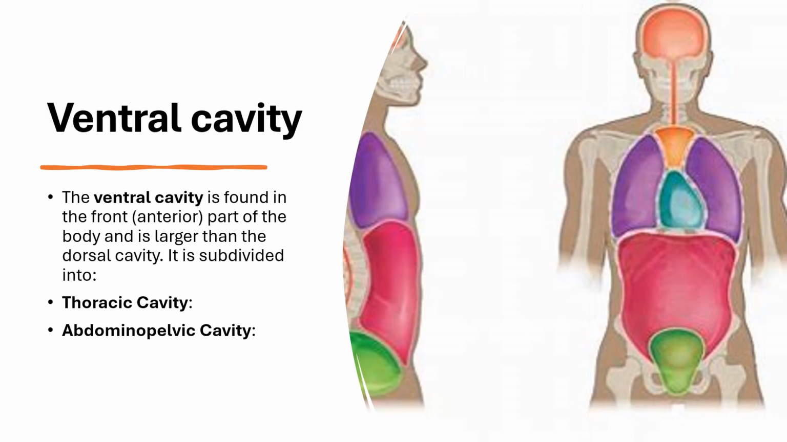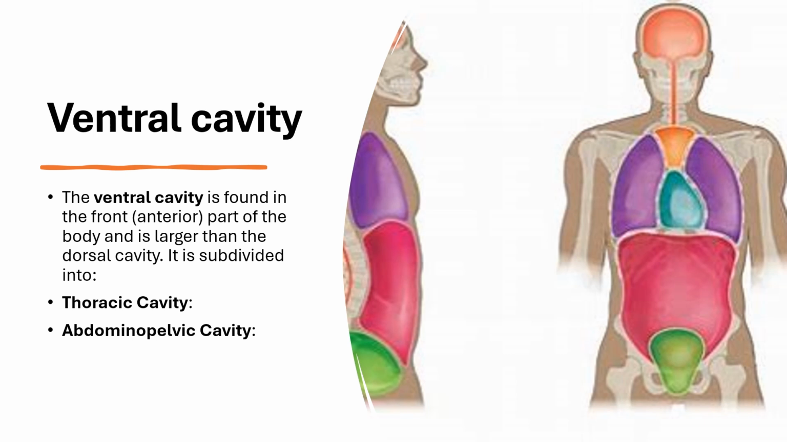So the ventral cavity is found in the front, so the anterior part of the body, and is larger than the dorsal cavity. It's subdivided into two sections. The thoracic cavity. This is the upper portion of the ventral cavity separated from the abdominal cavity by the diaphragm. It contains the heart, the lungs, and major blood vessels like the aorta.